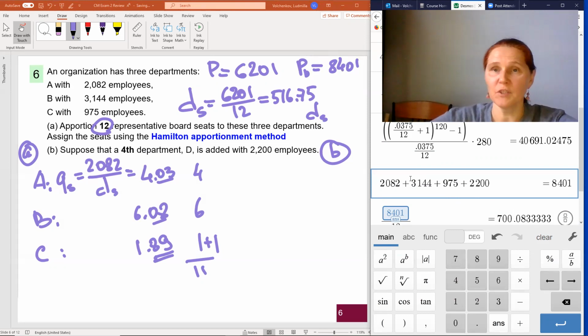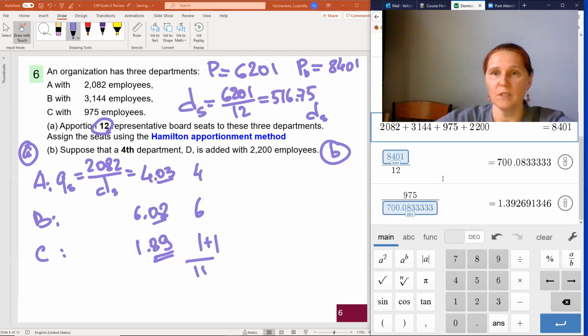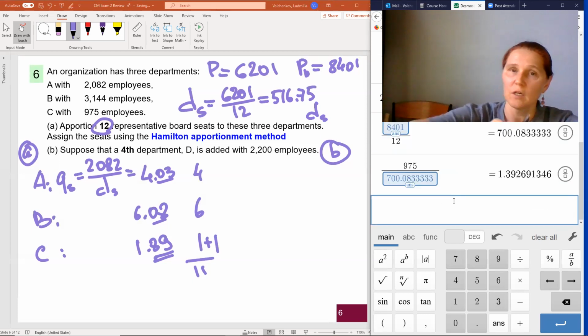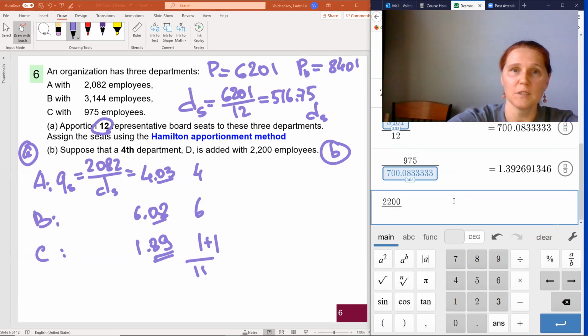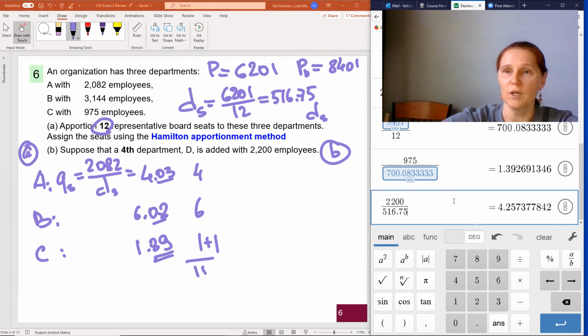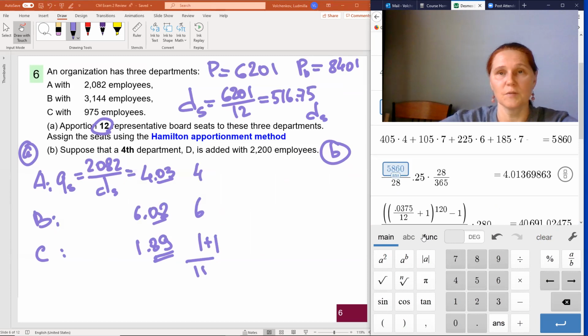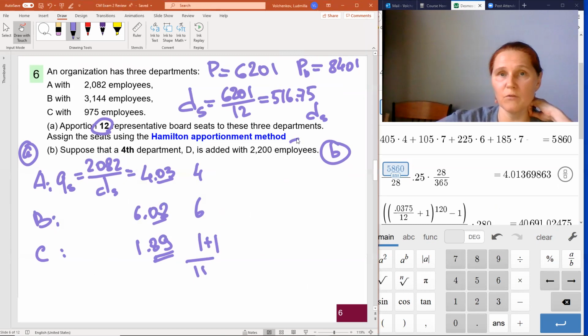Okay, it is on the test. It will be written how many seats will be added to the department. So we can use the standard divisor. Actually, divide by the standard divisor 516.75. So approximately 4 seats. So we increase the representative body by 4. So 12 plus 4, 16.